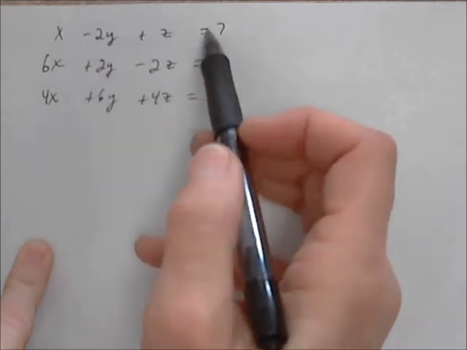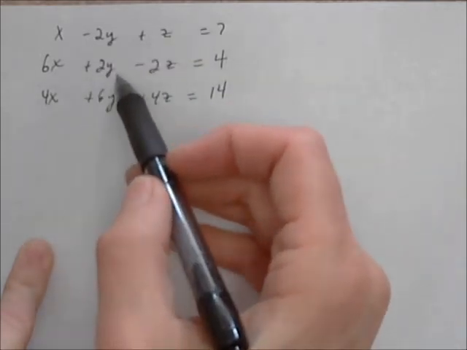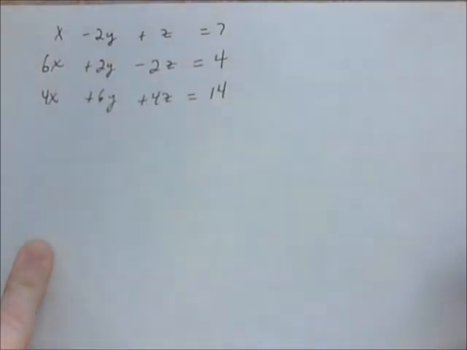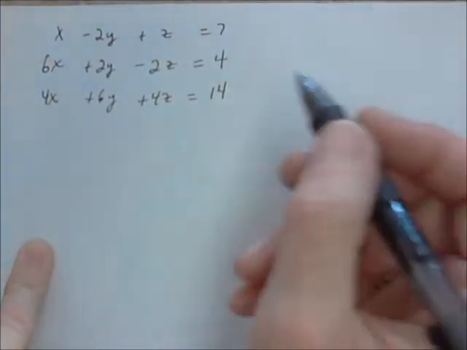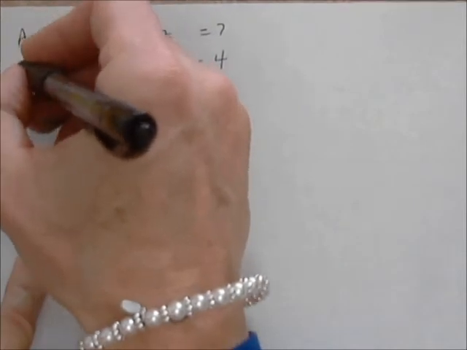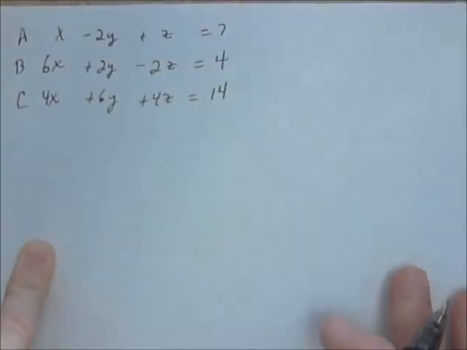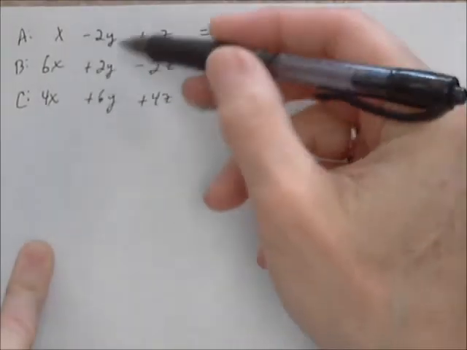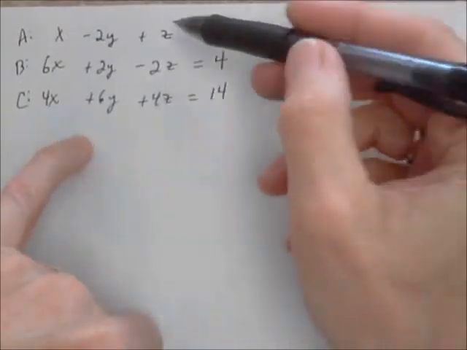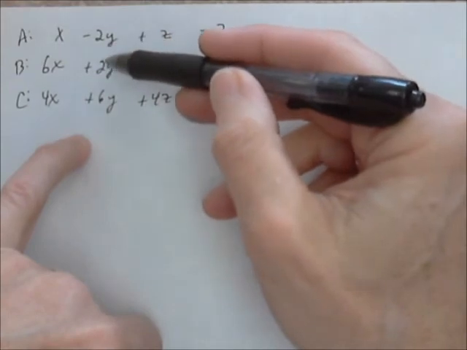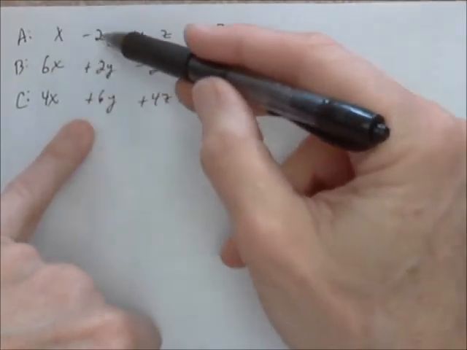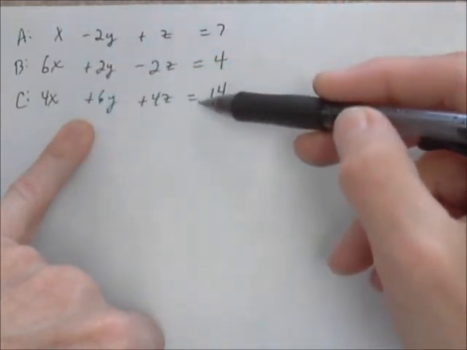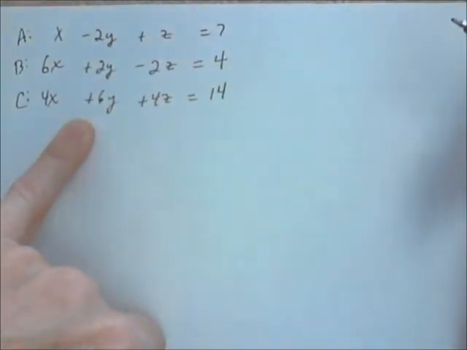x minus 2y plus z equals 7, 6x plus 2y minus 2z equals 4, and 4x plus 6y plus 4z equals 14. So I'm going to call these equations A, B, and C just for reference. And if I look down through these, it looks like if I add A and B together, I'm going to get rid of the y's. And it looks like if I multiply A times 3 and add it to C, I'll also get rid of the y's. It's kind of similar to the last problem, I guess.